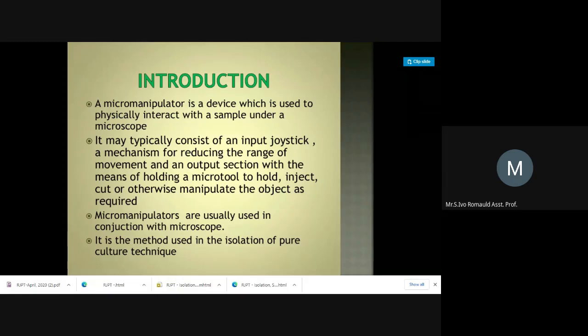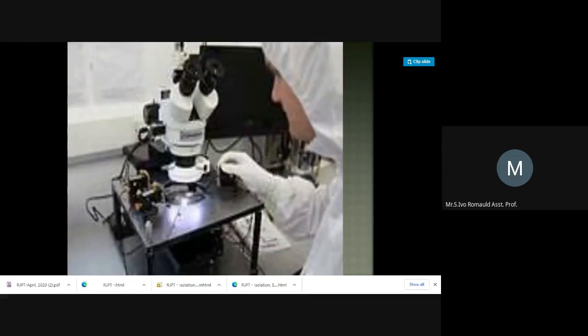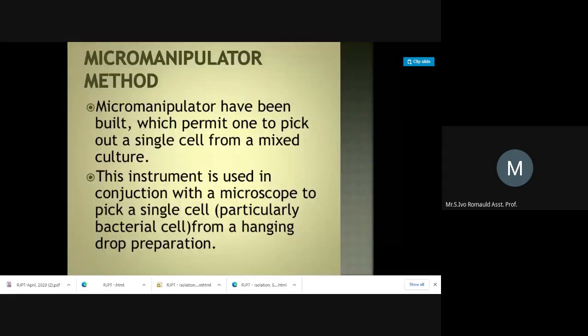Micrometers are usually used in conjunction with a microscope. It is a method used in the isolation of a pure culture. The main thing we experience here is a higher success rate and less contamination. This is the microscope they will be using. Micro manipulators have been built which permit one to pick out a single cell from a mixed culture. From a culture on a plate, you can take a single cell also.